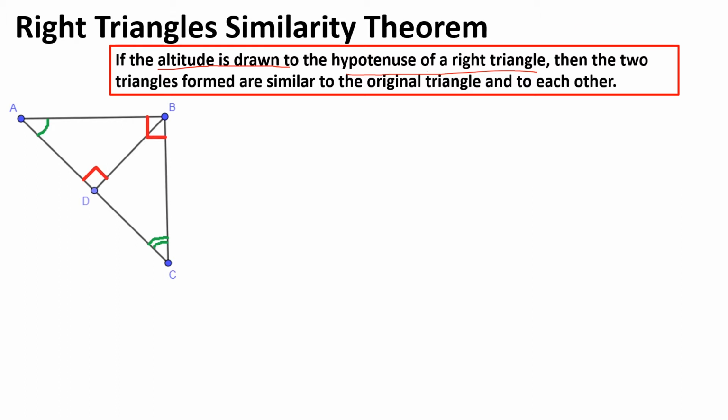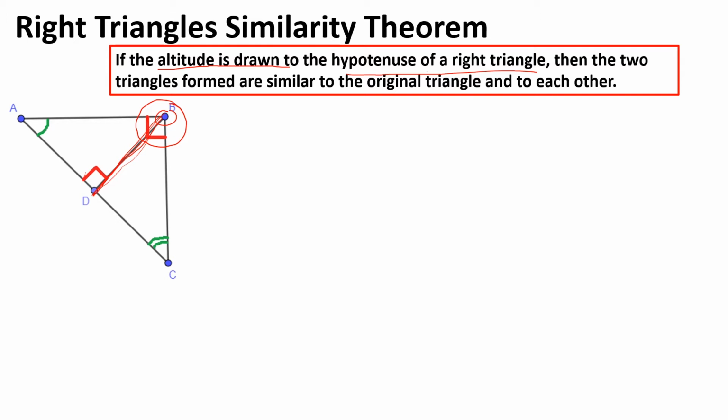So if we look at this large triangle here, triangle ABC, the altitude would be drawn from B to side AC, which is the hypotenuse. And we know that AC is the hypotenuse because in this large triangle, angle B is the right angle, right? And we know the hypotenuse is always opposite the right angle. So this would be our altitude here, and it would be perpendicular to side AC, meaning it makes that 90-degree angle.